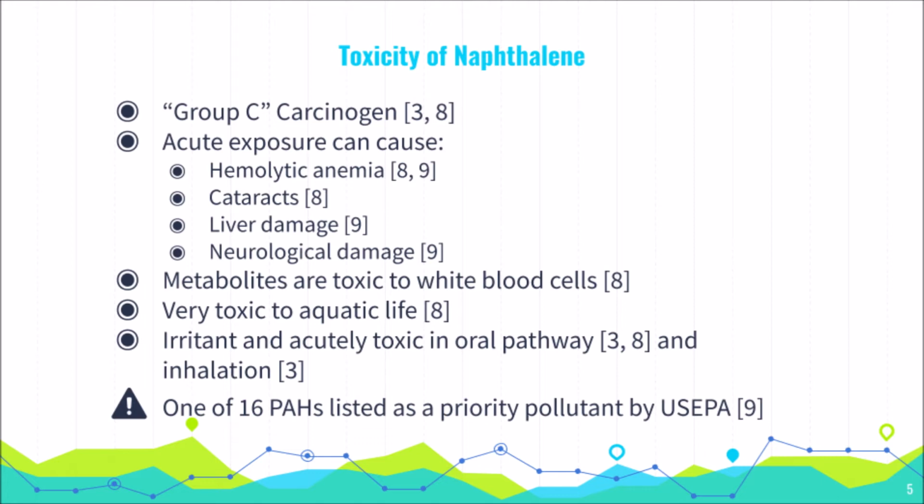Naphthalene and several of its metabolites, such as 1,2-naphthoquinone and 1,4-naphthoquinone, are toxic to white blood cells as well. Naphthalene is also extremely toxic to aquatic life and has resulted in accidental and suicidal poisonings through both ingestion and inhalation. As a result of all of this, naphthalene has been classified as a priority pollutant by the US EPA.